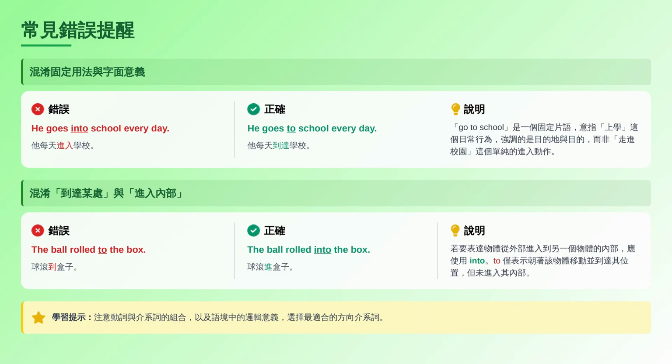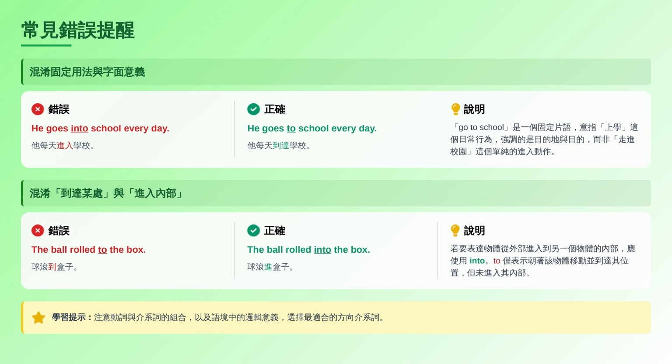Common error alert: confusing fixed usage with literal meaning. Error: He goes into school every day. Correct: He goes to school every day. Explanation: go to school is a fixed phrase referring to the everyday act of going to school. It emphasizes the destination and purpose rather than the simple act of entering the school.